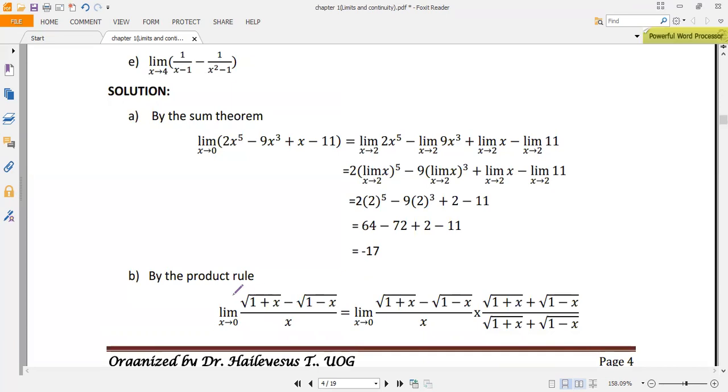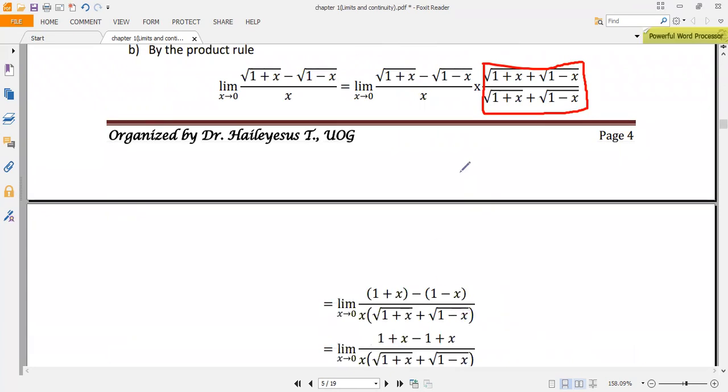So the second example: the limit as x approaches 0 of the square root of 1 plus x minus the square root of 1 minus x, over x. Clearly at x equal to 0 it's not defined, so we rationalize by the numerator, using the rationalizing factor. Since the numerator is the square root of 1 plus x minus the square root of 1 minus x, the rationalizing factor has a plus sign. So after multiplying by the rationalizing factor, we get 1 plus x minus 1 minus x over x times the square root of 1 plus x plus the square root of 1 minus x.